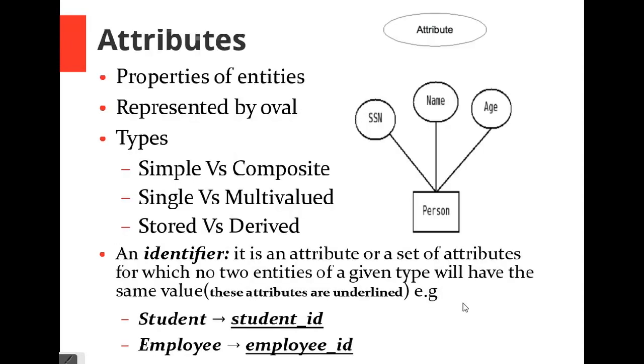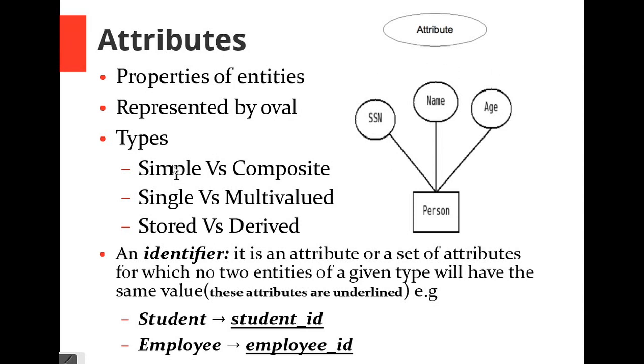An attribute. These are properties of an entity. So if I have an entity person, social security number, name, age are the attributes of a person entity. Attributes are represented by an oval shape with the name of the attribute, like social security number, name, age, and they are linked to the entity. So this is how we represent attributes in the ER diagram.